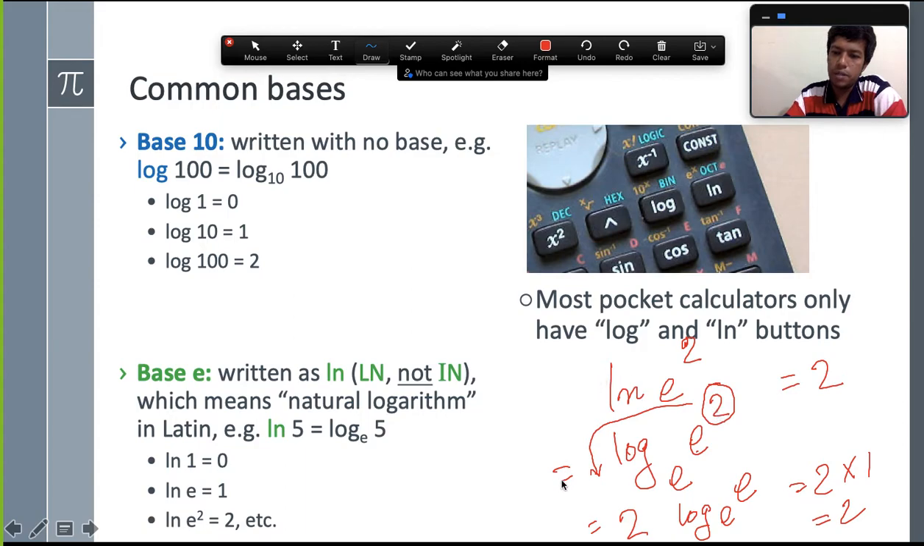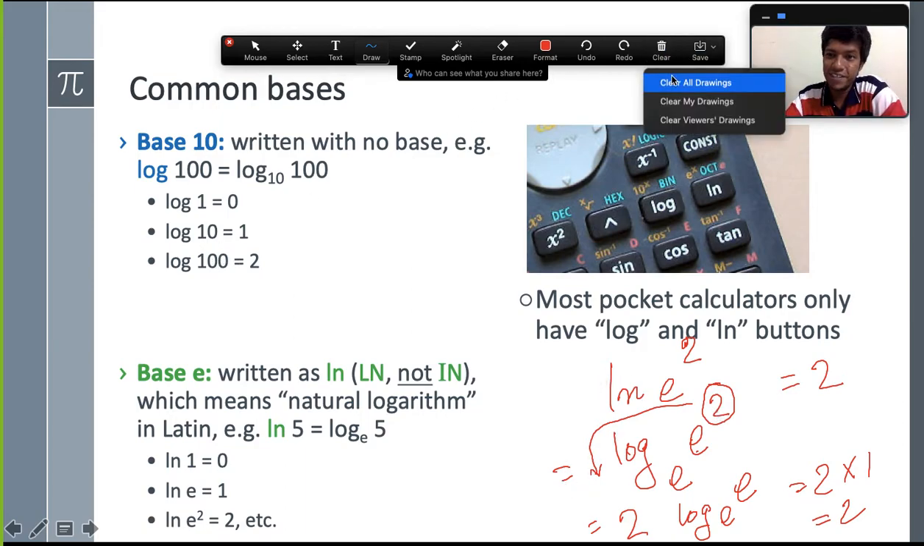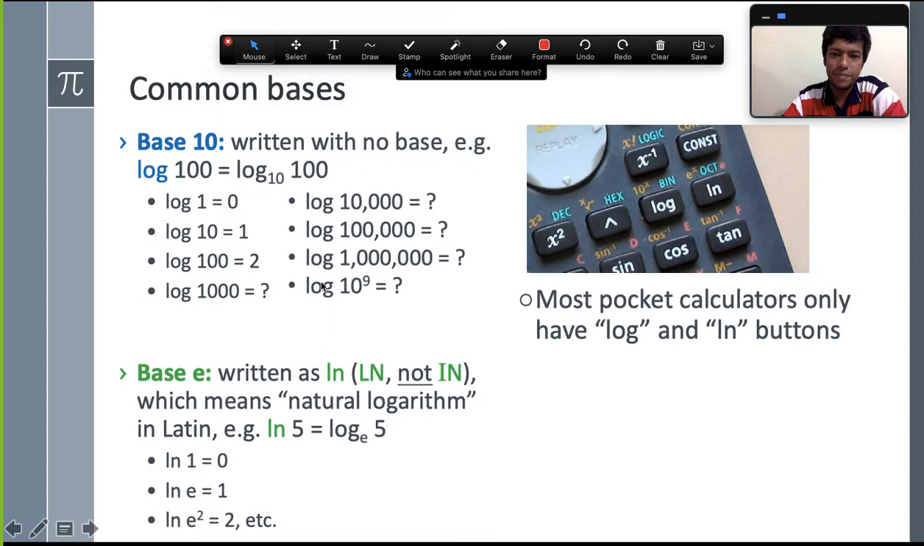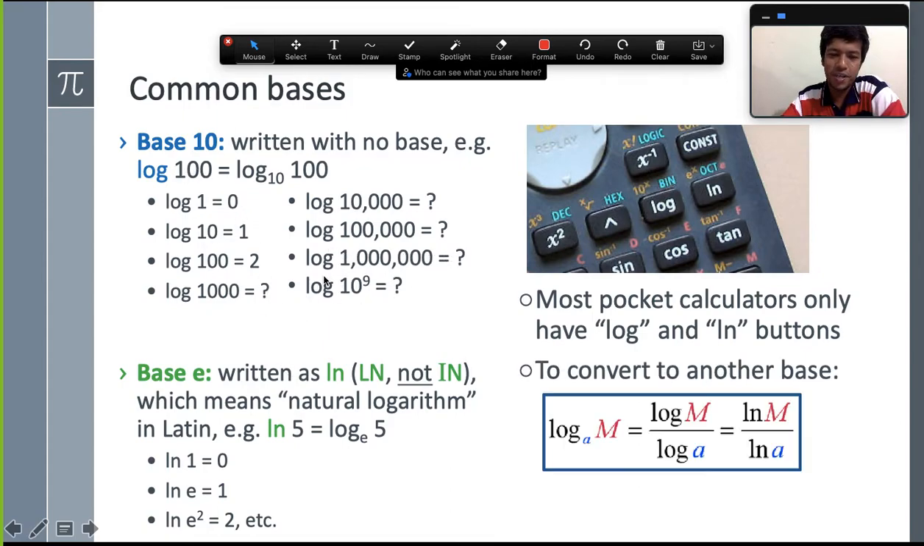This power shifting rule is also important. Keep it in mind. You will need it for problem solving. Log 1000 equals what? We can do them. 1000, 10,000. Same way, you just have to do a little bit more.